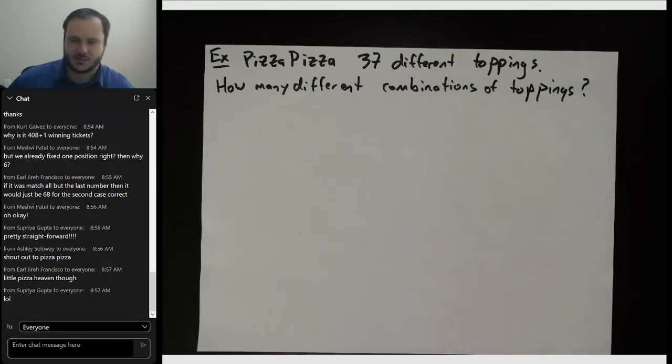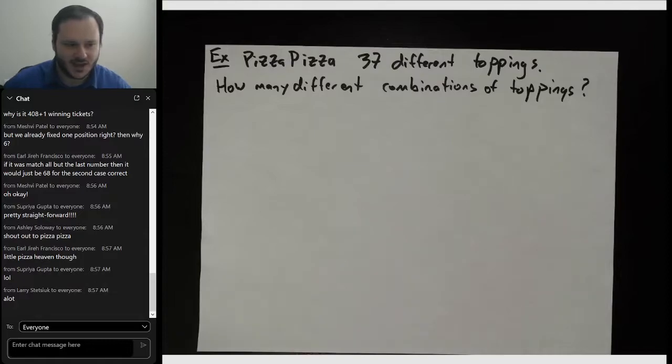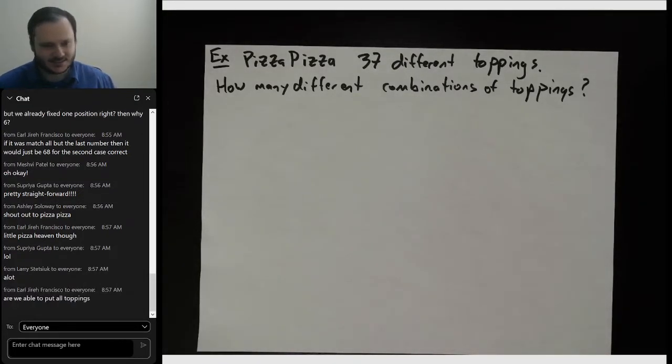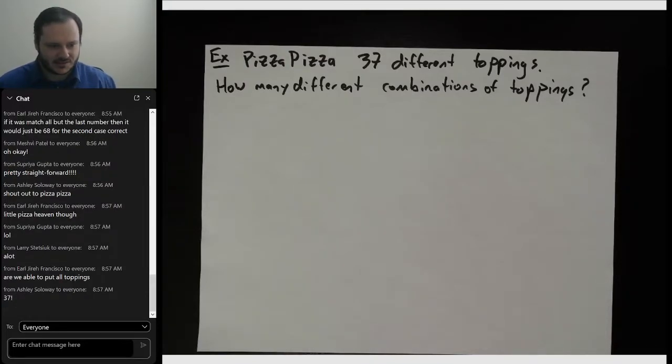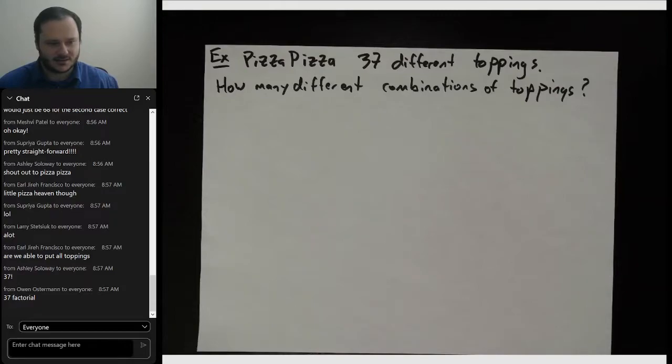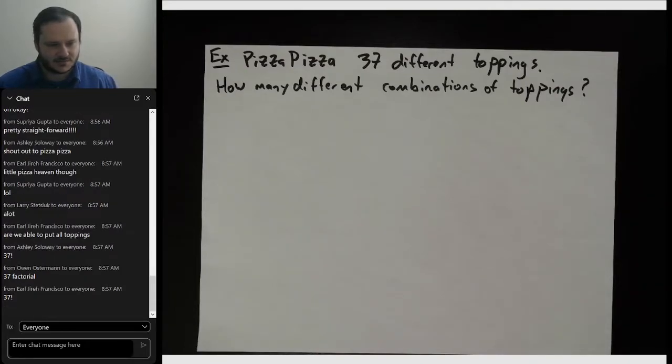Give you a second to think about this one. A lot. I agree, Larry. Larry's got the right answer. Yep, you're able to put on all the toppings. Not quite 37 factorial. It's a little bit too big. It is a big number, though.